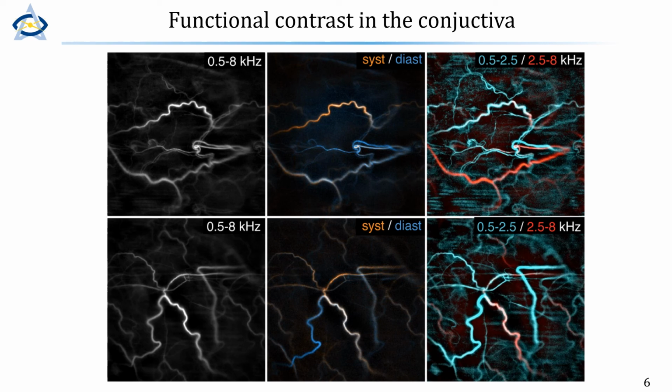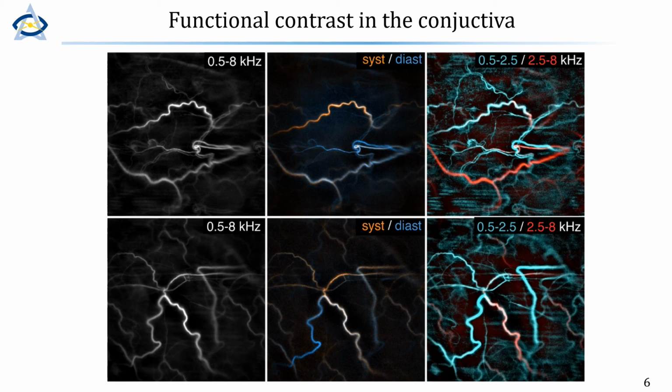And we can see that there is a differentiation of vessels that is probably due to arteries and veins. And on the right, we did the fusion of these slow and fast flow color composite images. So the slow flow is in cyan and the fast flow is in red. And you can then again see a differentiation of vessels.